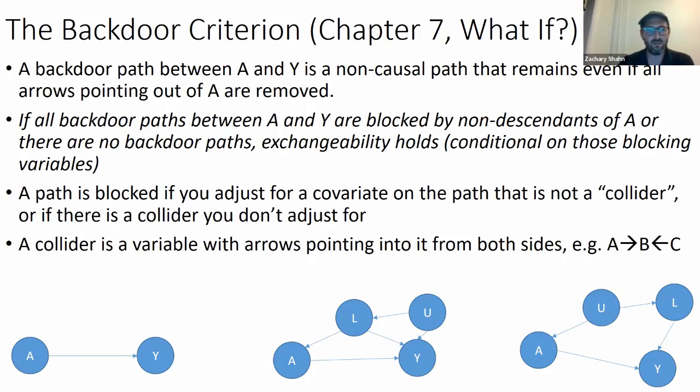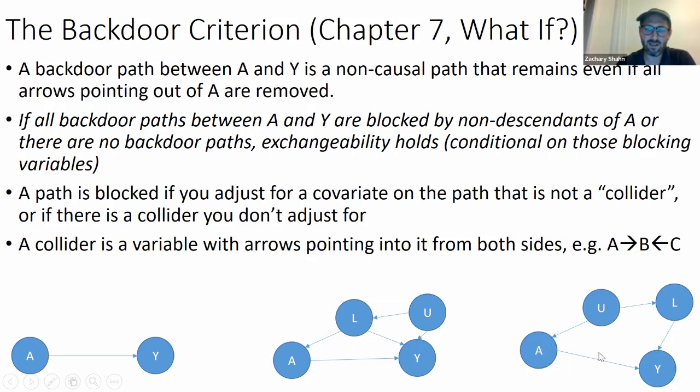So there are no backdoor paths in this bottom left graph, right? Because you remove the arrows pointing out of A and there are just no arrows left. Nothing connects A and Y. So in this simple randomized experiment example, there are no backdoor paths. In this example, L, which is a common cause of A and Y, has an arrow pointing into A, which would remain if you take away the arrows pointing out of A. So this path A to L to Y is a backdoor path, and same with A to L to U to Y. So there are 2 backdoor paths between A and Y in this graph.